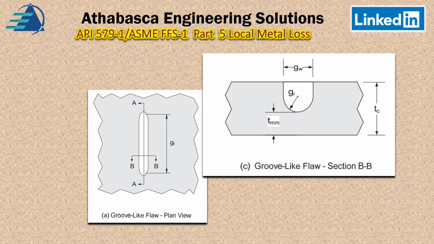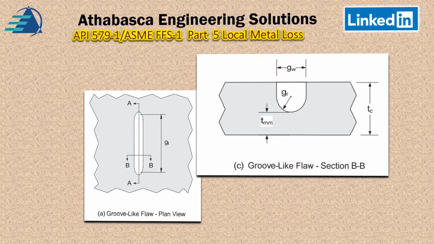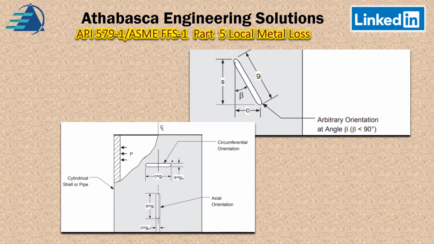Part 5 has a whole bunch of different flaw shapes and basically a catalog of different scenarios. So when we go into our catalog and look in the back, the closest match we have is a groove-like flaw in a plan view. So this is the kind of information: GL, the groove length, the thickness, the Tmm, the minimum thickness, and then the radius and the width of the groove. So we can go through the catalog and find some other information.